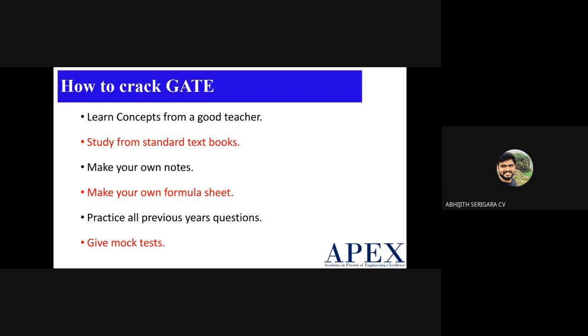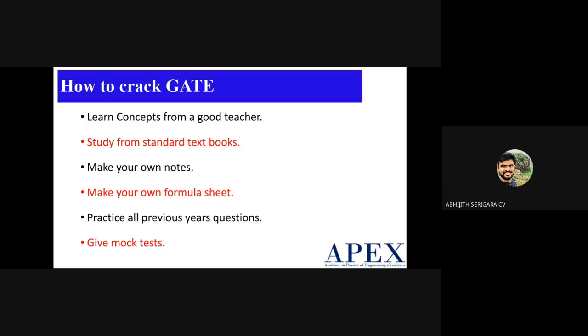Now, the steps are like this only. Not that first you go for the previous years' questions. First you learn the concept, then the standard text, then notes. Then make your own formula sheets. Then practice previous years' questions. Then give mock tests. Now here, some of you may ask about coaching institutes: sir, to clear GATE, do we need a coaching institute? Should we take coaching?